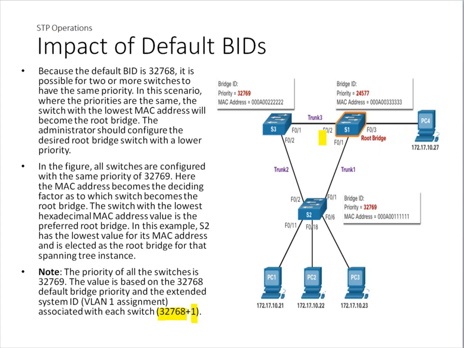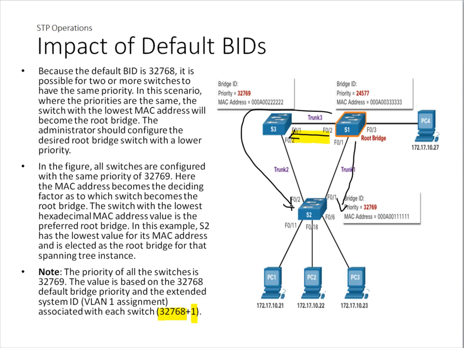Now from S1 to S3, it is going to find what paths are available. Then from S1 to S2, it is going to calculate what paths are available. For every path, a path cost value will be calculated. In this case, from S1 to S3 we have only one path. From S1 to S2, there are two different paths available: this is one path, and this is the other path.